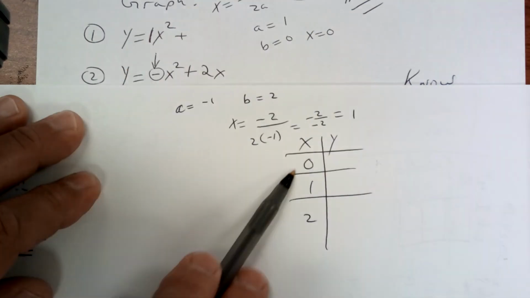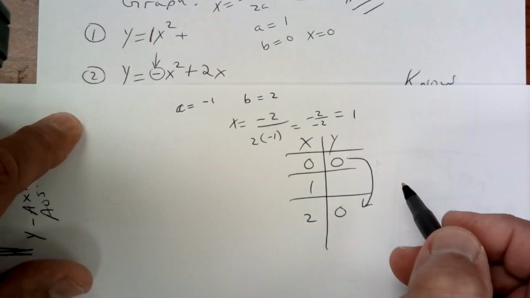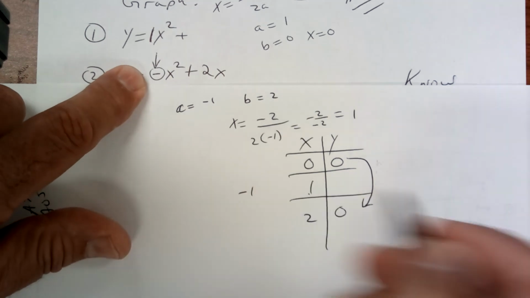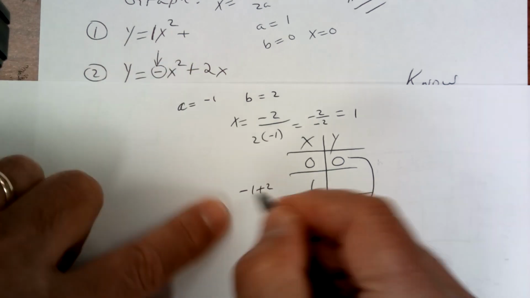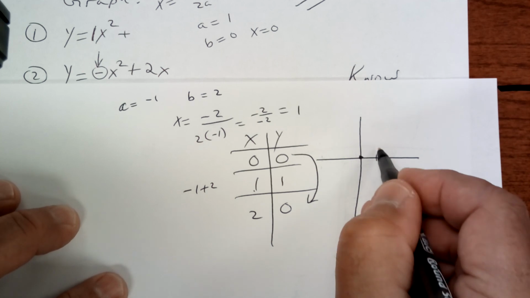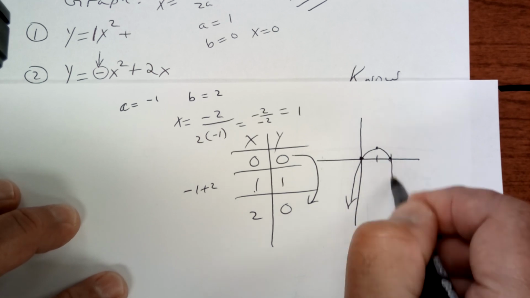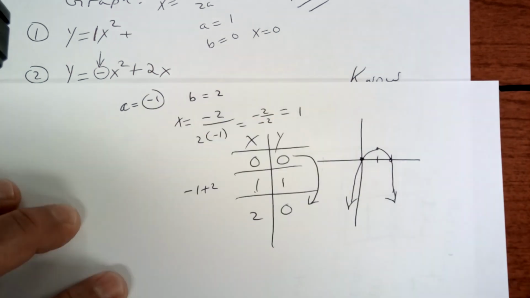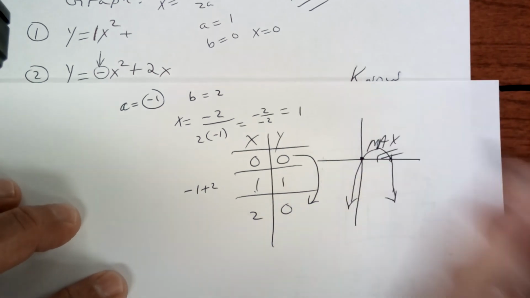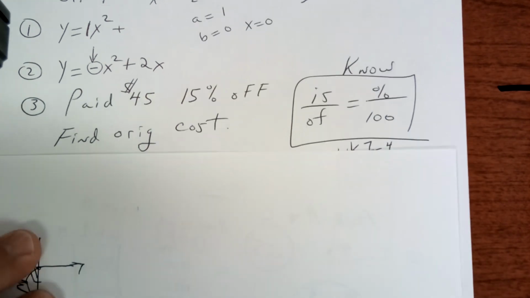So 0 squared is 0, 2 times 0 is 0. That's easy. These should be the same. And then when you put 1, 1 squared is 1, but that negative makes it a negative 1. And 2 times 1 is 2, so 2 minus 1 is 1. And there it is, and that should graph out. So over 0, up 0, over 1, up 1, over 2, up 0. And this one goes down. So if the A is a negative, it's going to be a maximum point, a high point, a max.